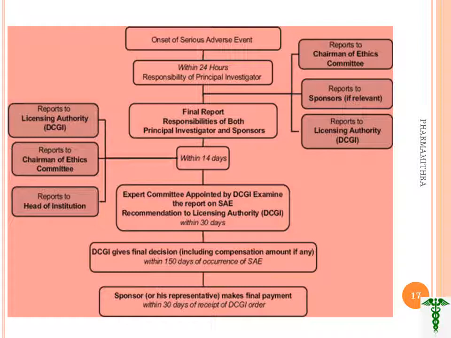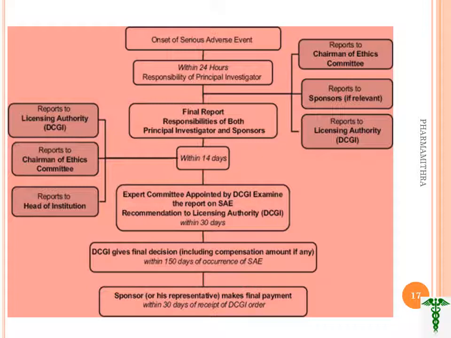Then after that, the expert committee appointed by DCGI examines the serious adverse events and gives the recommendation to the licensing authority. This should be done within 30 days, and DCGI will make the final decision, including whether any compensation is needed or not. They will make the final decision within 90 days of occurrence of the serious adverse event. Based on that, the sponsor or the representative makes the final payment within 30 days of receiving the DCGI order.